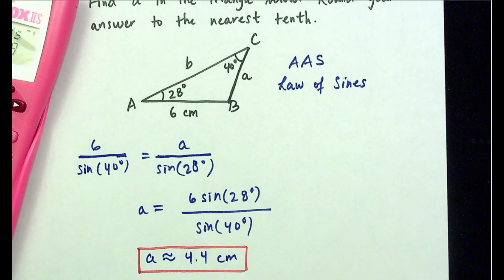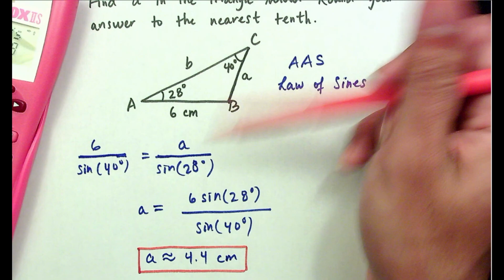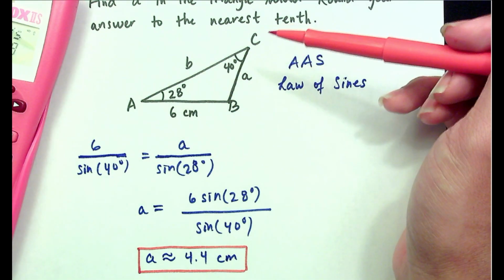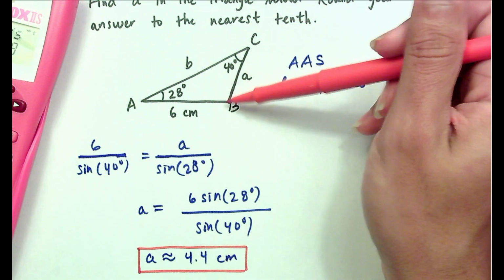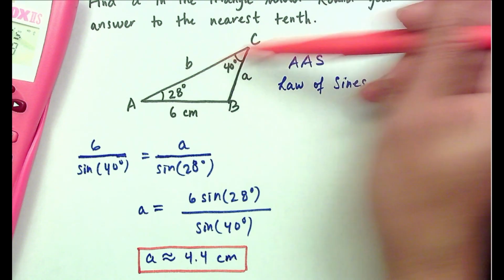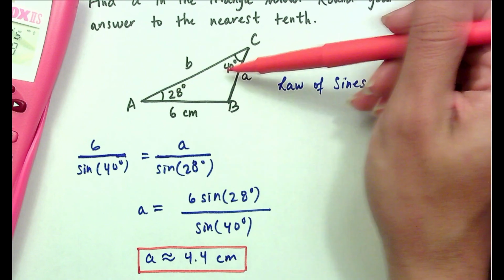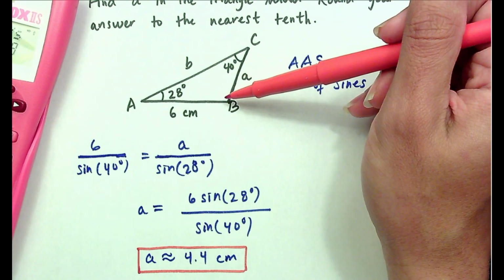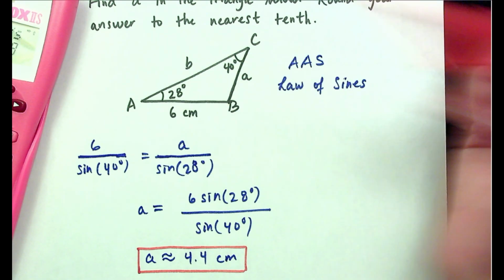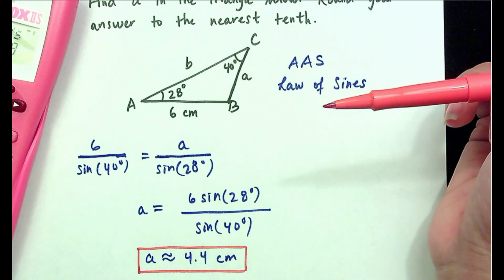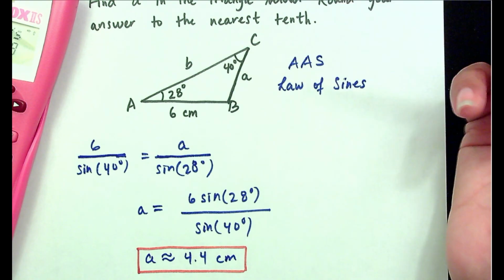On the actual exam, they might just ask for everything, meaning for that angle as well and for that side. All you have to do to find this angle would be, well, you have two angles. To find the third one, subtract from 180. And lastly, to find this side, you can just do the law of sines again.